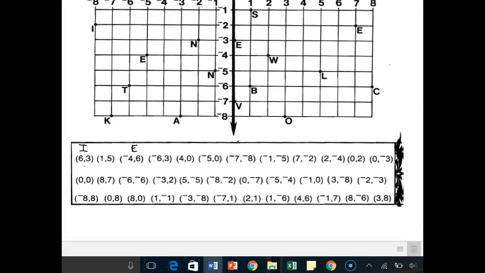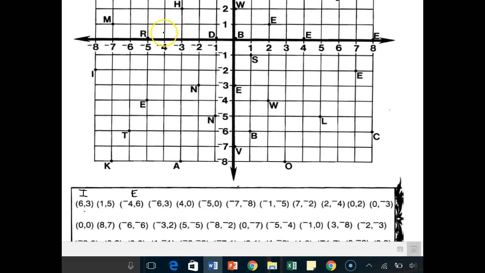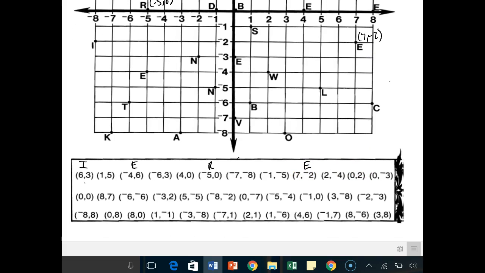Let's go to something like negative 5, 0. That means move left 5 times, move up or down 0 times. So negative 5, 0. That's R. Something like 7, negative 2. That's 7 spaces to the right and 2 spaces down. That's E. 7, negative 2. Right? I'll do maybe 3 more.